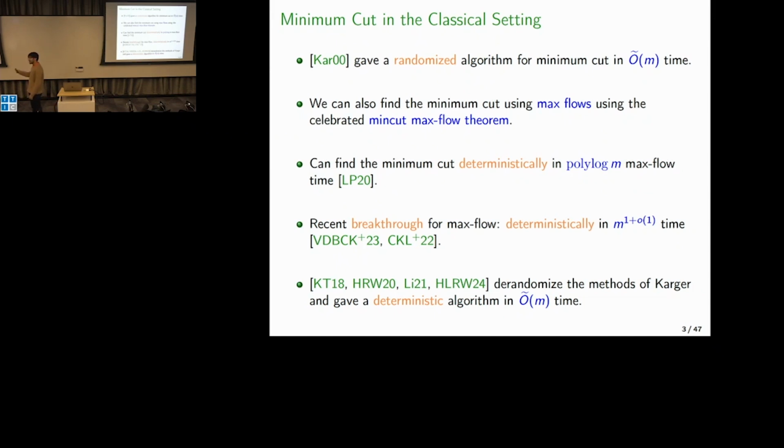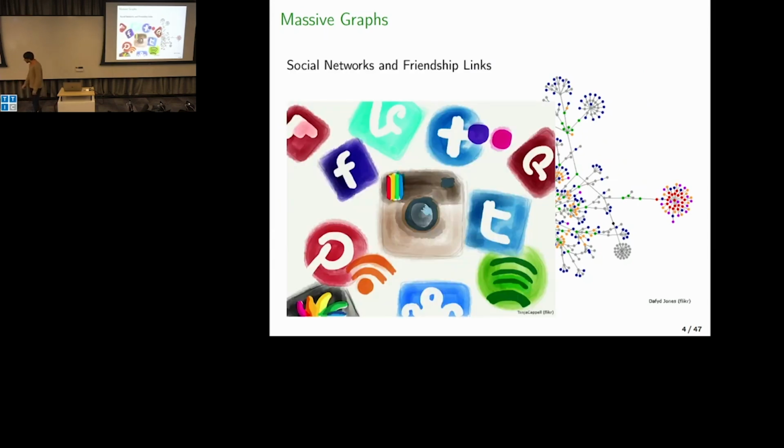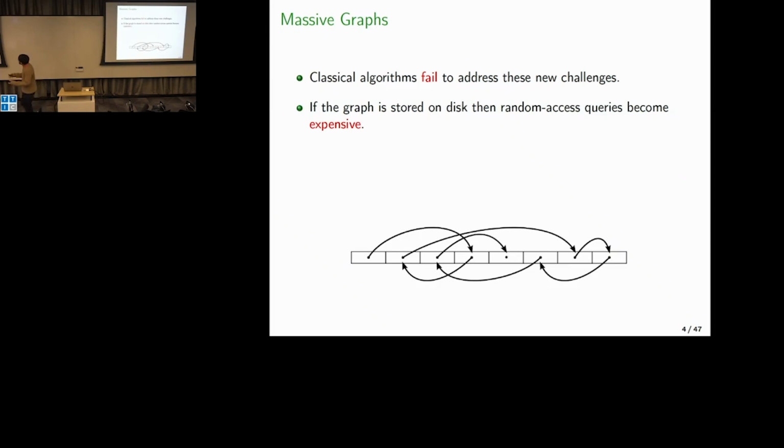Okay, but the question is, okay, we understand min-cut very well, and so are we done? And I want to say we're not done. Because if you look at graphs today, we're dealing with these massive graphs, right? So for example, you have web pages and hyperlinks, or papers and citations, or even social media graphs. And these graphs are so large that classical algorithms fail to address these new challenges. So for example, if your data is stored on a disk, then random access queries become expensive, right? And so we need modern models of computation to deal with these problems.